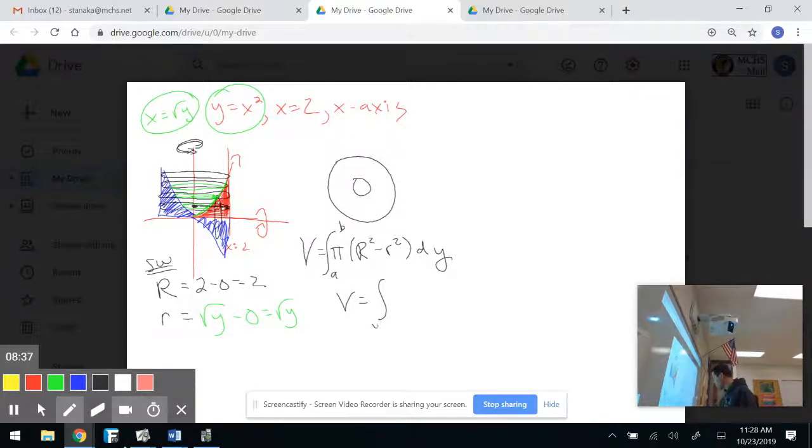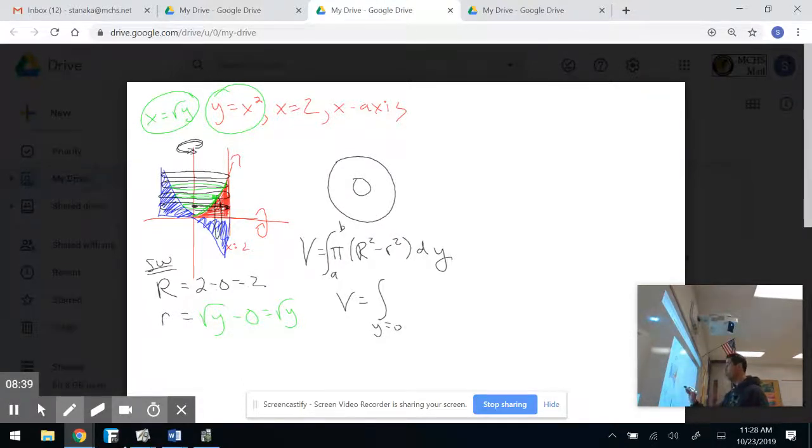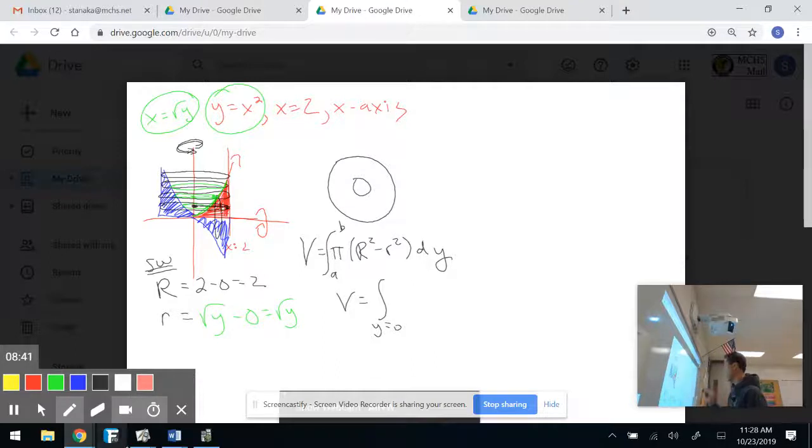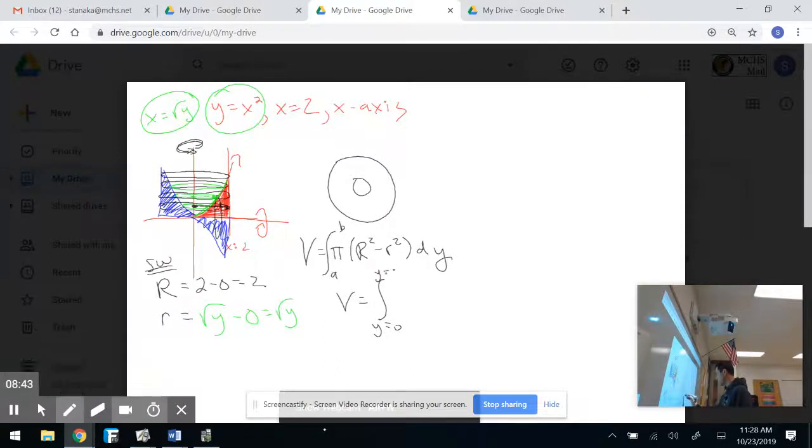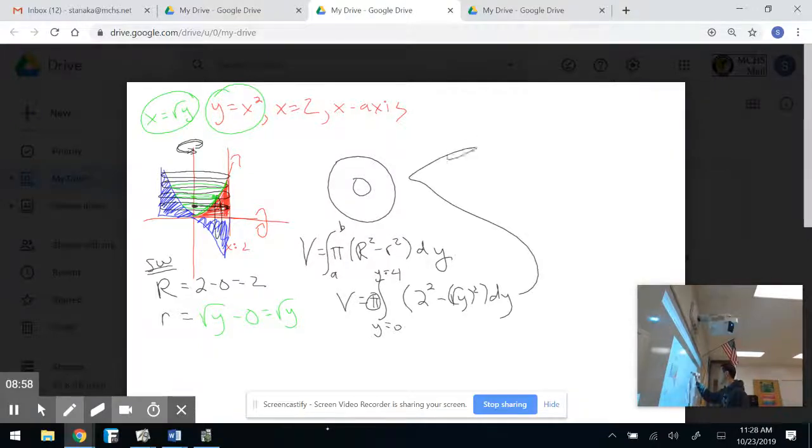So it's going to be from y equals 0. It's not 2, but I go all the way up to 2 squared, which would be 4. And it's going to be pi. Pi is a constant, so let's just bring that out already. And then it's just capital R squared, which would be 2 squared, minus the little r squared, which would be the square root of y squared dy. Well, let's check that out.